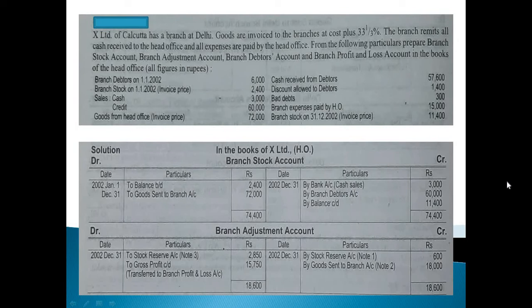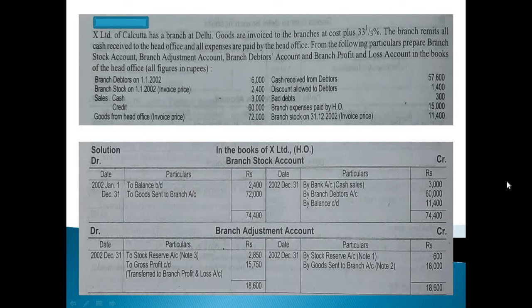Then we have goods from head office, that is the goods sent to the branch from the head office. Then we also have the closing stock of the branch at rupees 11,400. So if you look at the branch stock account, it starts with the opening balance of stock for rupees 2,400. Then they receive the goods from the head office for rupees 72,000 at invoice price. That also appears on the debit side.